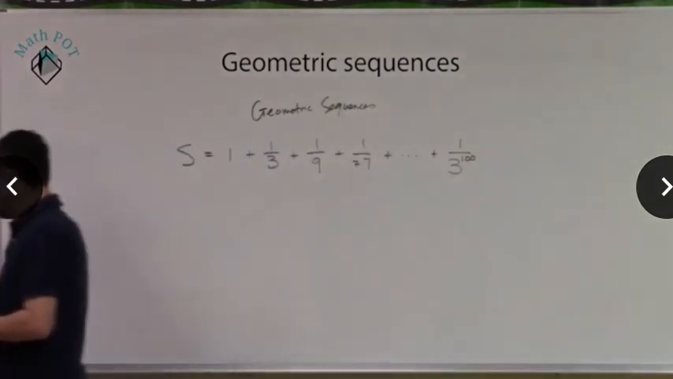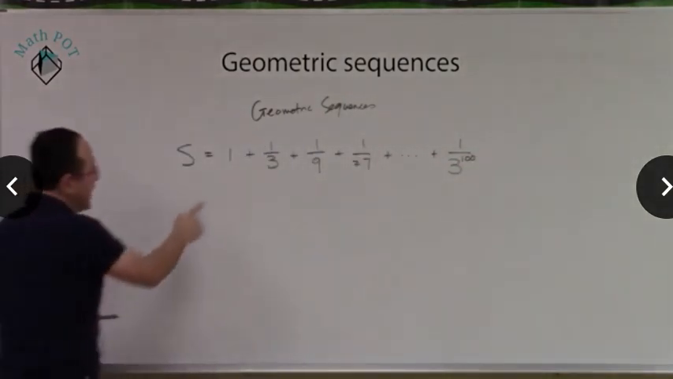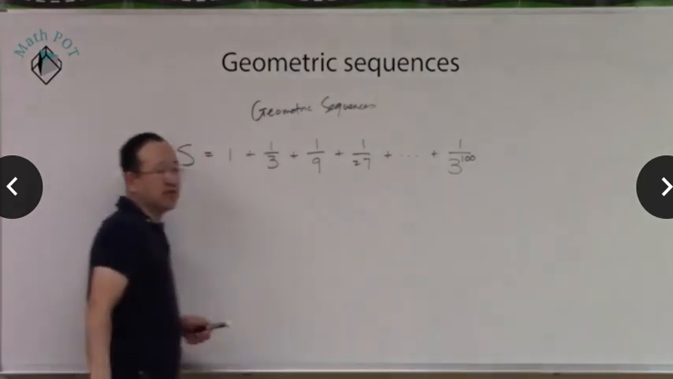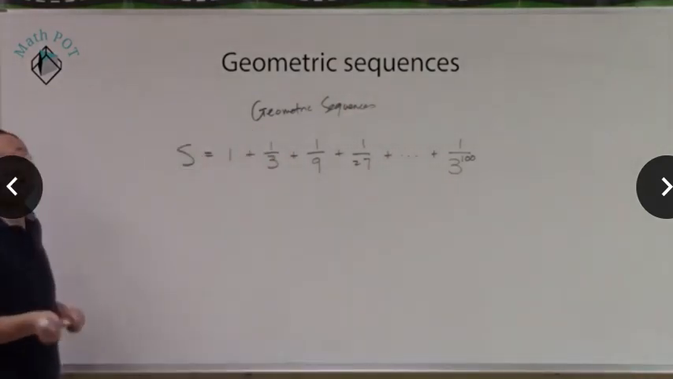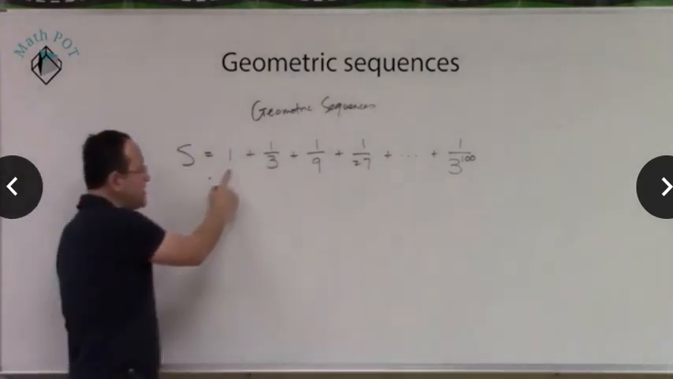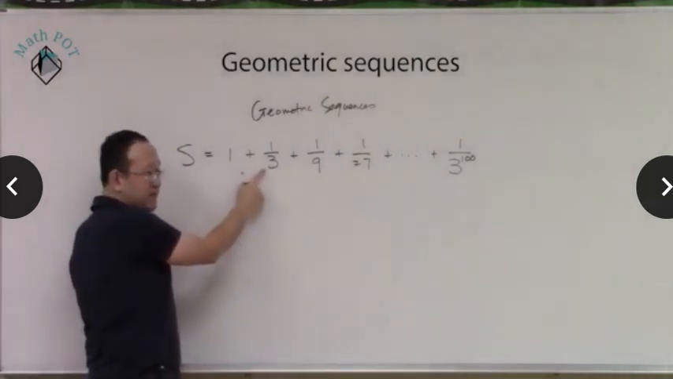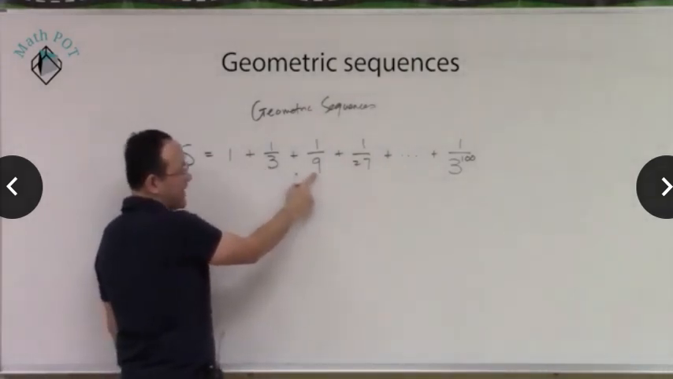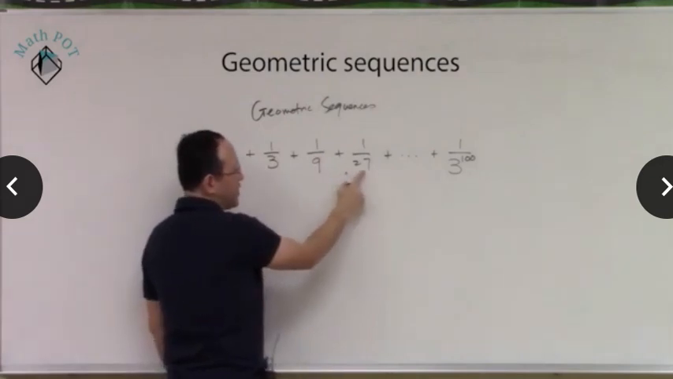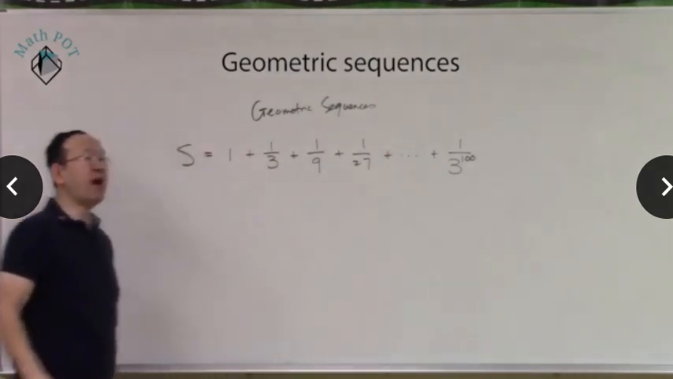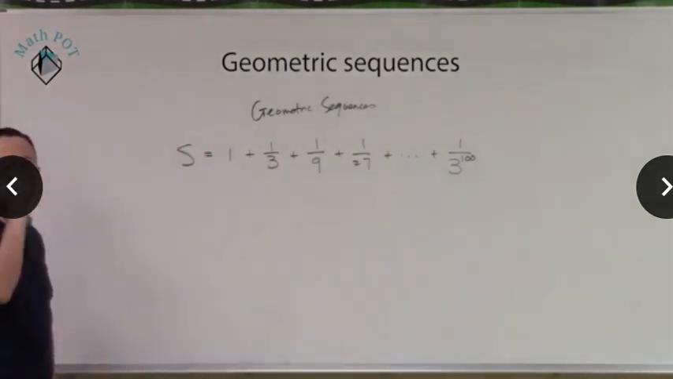So let's try to understand this one. Clearly, if you track the terms, those terms form a geometric sequence, because each term multiplied by 1 over 3 is the next one. This one multiplied by 1 over 3 is this one. This one multiplied by 1 over 3 is that one. So that means we have a geometric sequence with common ratio 1 over 3.